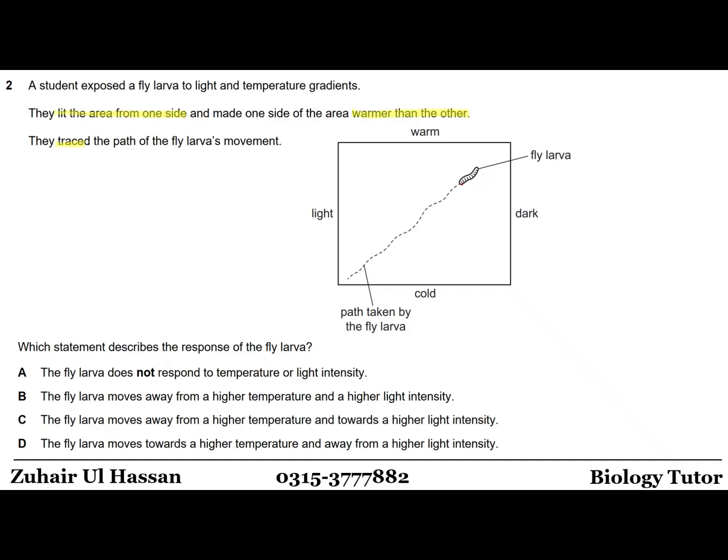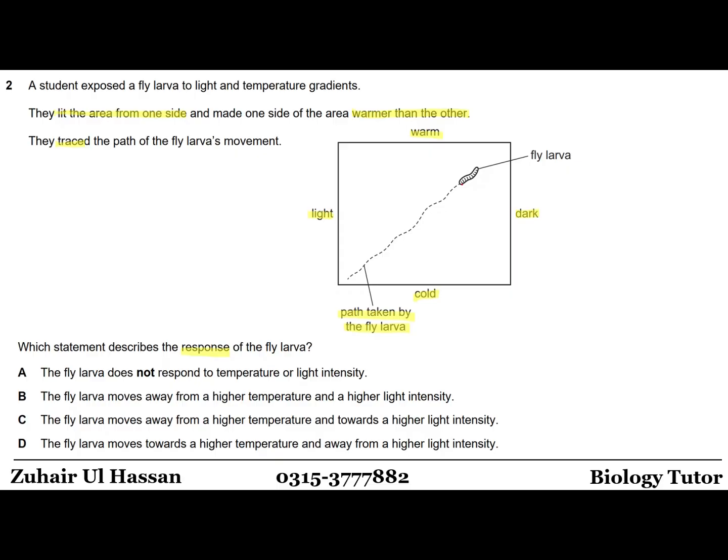Another question is there. Here you can see a box. You can also say it's a room. Some part of that room has light, and the other part doesn't have light. Some part of the room has a warm environment, and the other has a cold environment. A student has traced the pathway taken by this fly larva. Which statement describes the response of the fly larva?